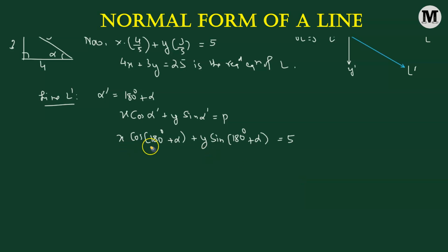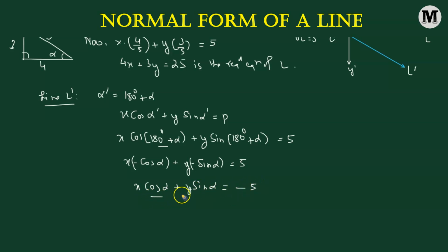Now what is cosine of 180 degrees plus alpha? That is going to be cosine of angle alpha, but we are in the third quadrant. 180 plus alpha means third quadrant, where the tangent function is positive, everything else is going to be negative, so we should get negative cosine alpha plus y times sine of 180 plus alpha. Again, sine is going to be negative in the third quadrant, so we should get negative sine alpha, equal to 5. Multiplying throughout by -1, we get x times cosine alpha plus y times sine alpha equal to -5.